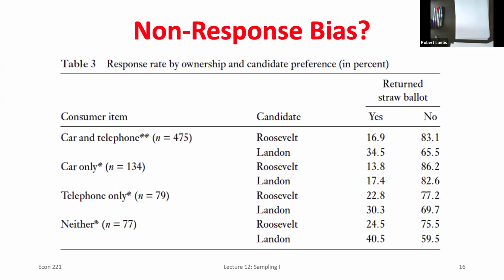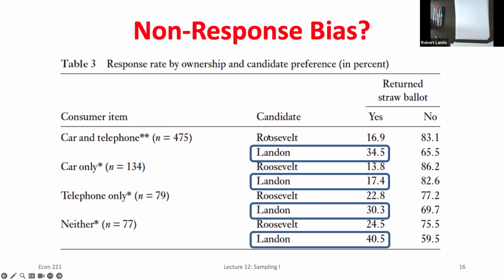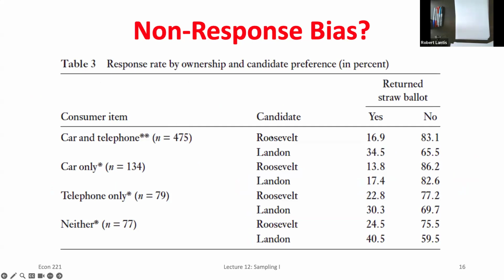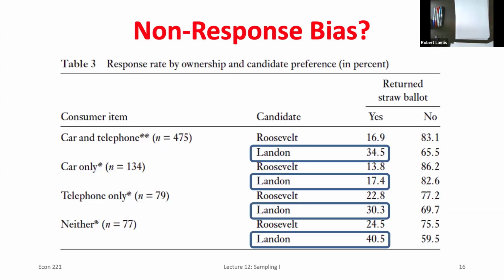They also then looked at, was there a non-response bias? For whatever reason, do Republicans or Democrats respond more to this survey? Well, if you owned a car or a telephone, right, they actually didn't look at the survey specifically. They sent out another survey, since they had the names of these people, and saw if they returned it, right? And what they found was that people who voted for Landon, in every single one of these categories, notice, for whatever reason, were more likely to send back that survey.